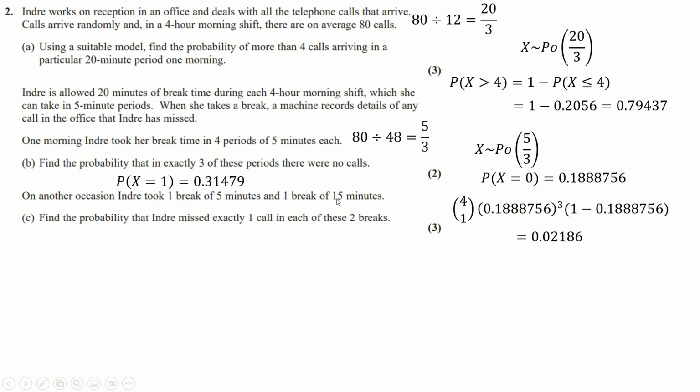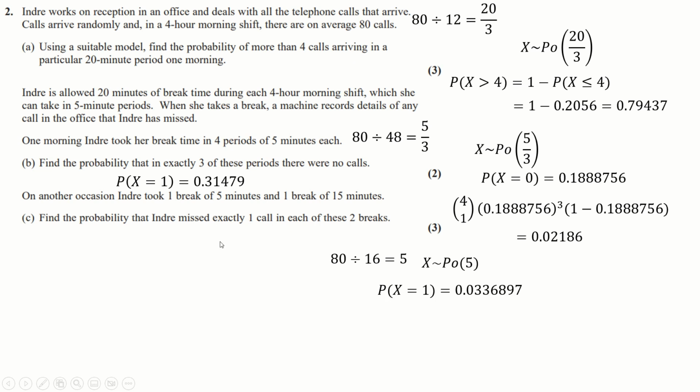And what about 15 minutes? Well, one more time, how many 15 minutes are in 4 hours? 15 times 4 is 60, times another 4 for 4 hours, so that's going to be 16. So we're going to do 80 divided by 16, which is 5. So we're going to do a Poisson distribution with lambda of 5, and we'll just look for the probability of exactly 1. Again, using a calculator, we'll get this. This is the Poisson PD function, by the way. And we'll get this because it's equal to.